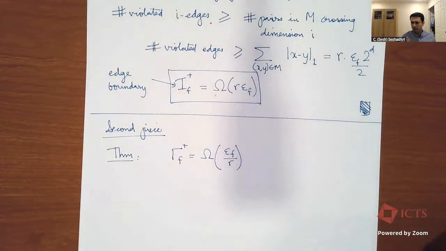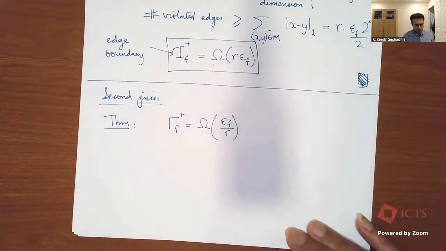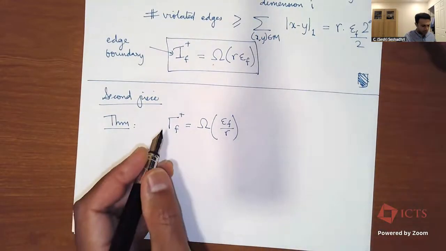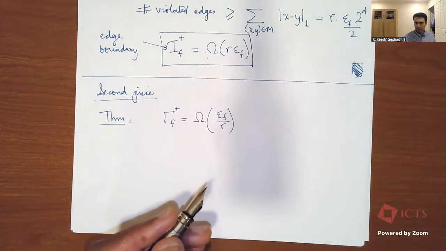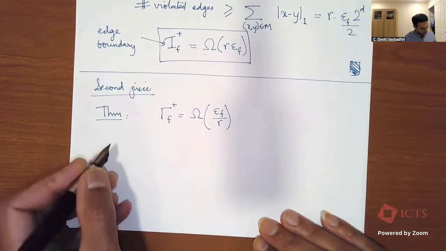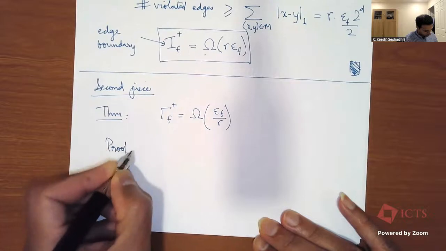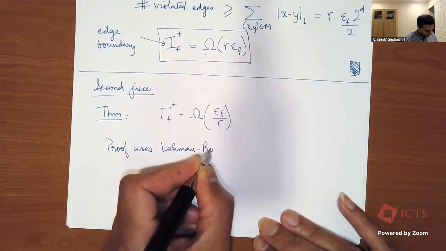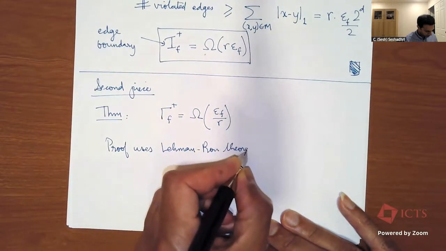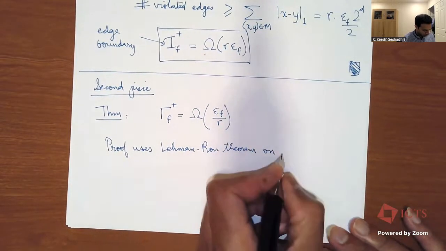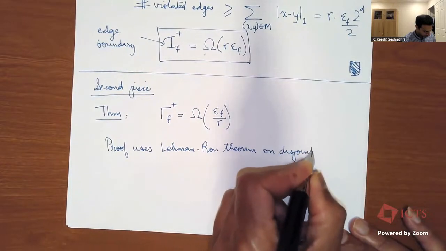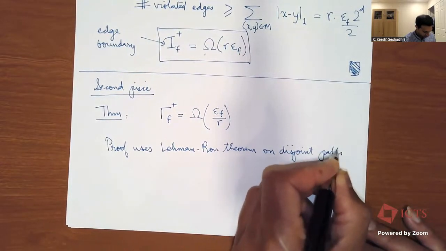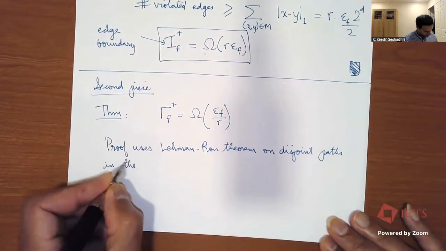So Deepanam and I have a recent paper relating this to some kind of flows, but we still don't understand this completely. The proof of this, now clearly I don't have time and I don't wish to take up more time, but the proof uses a statement called the Lehman-Ron theorem on disjoint paths in the hypercube.